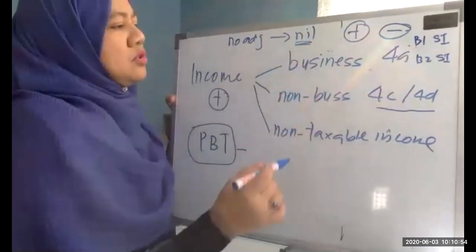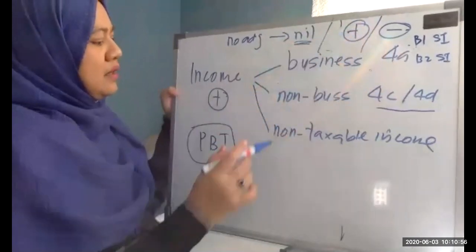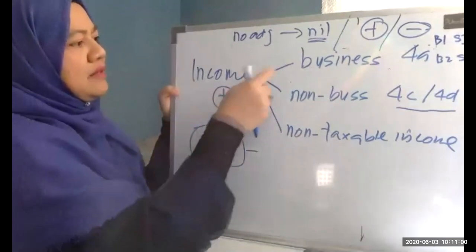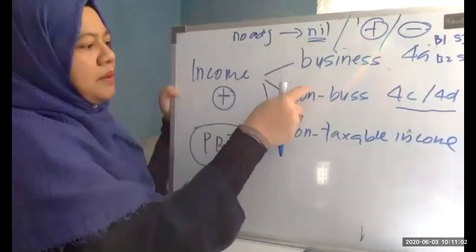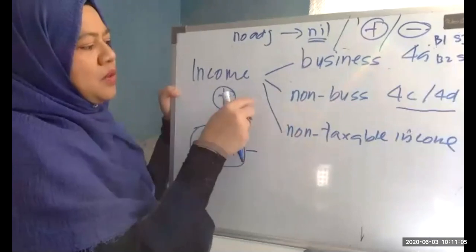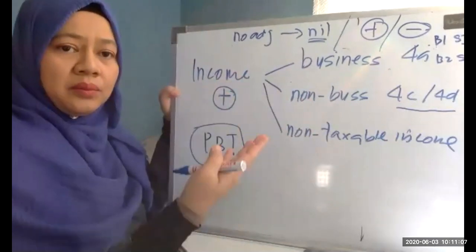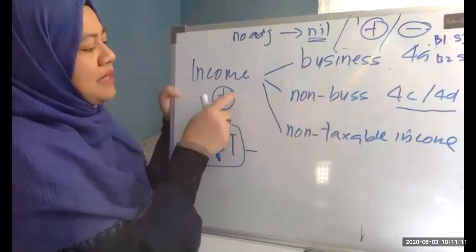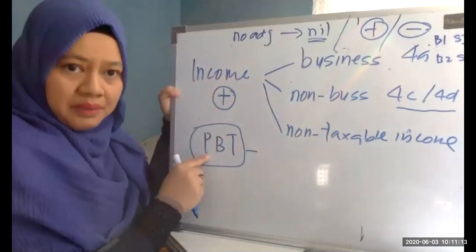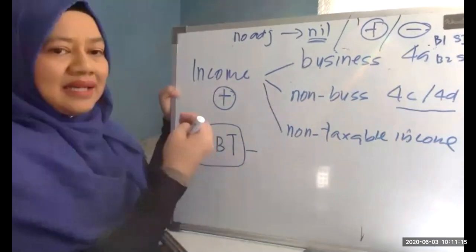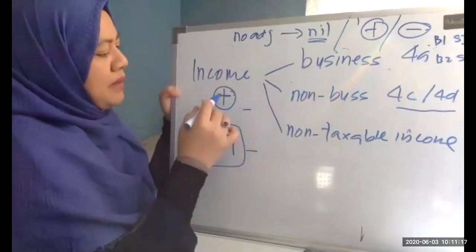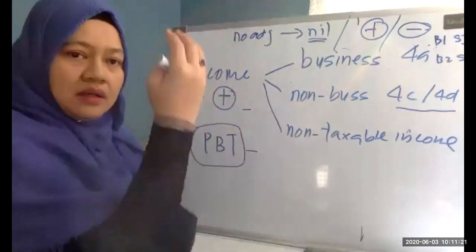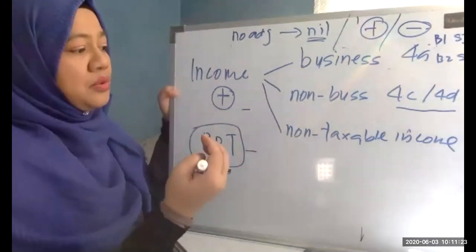So how do you decide? For example, if the income has been added, if it's your business income, nil. But if it's a non-business income, you are going to take it out. Why do you minus? Because that non-business income has been added in arriving at your PBT. So in order for you to take it out, you minus. So plus minus, it will be zero rise. So it will not appear in your adjusted income. So that's how you do it.